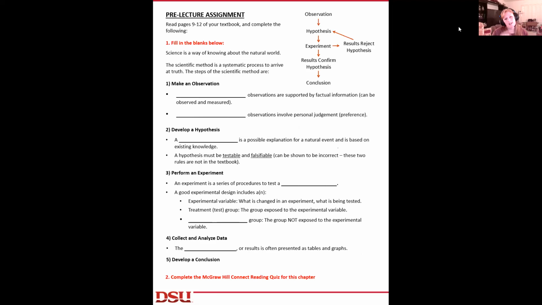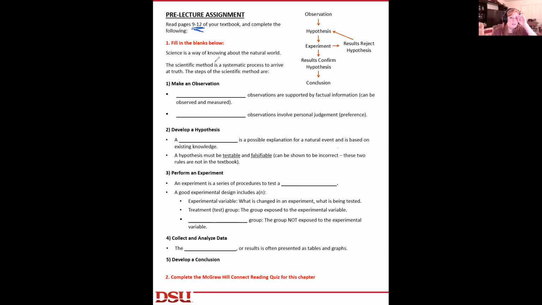So let's go ahead and go over this pre-lecture assignment. Again, ideally, you will have finished this assignment before you're watching this lecture, okay? And you should have read pages 9 through 12, the e-text, so that you can fill out this information.